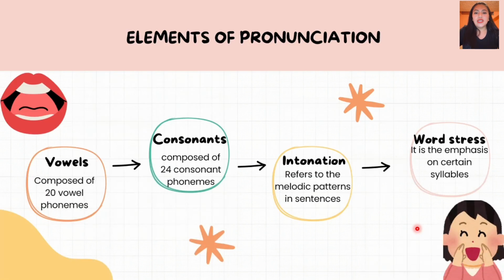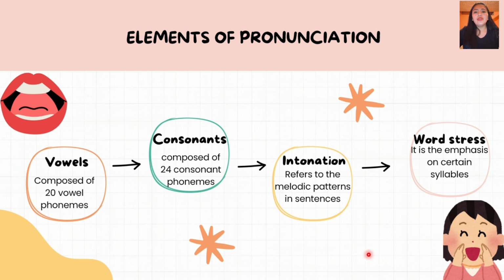Elements of pronunciation. To begin, it's important to identify the four main elements of pronunciation. First, vowels. English has 20 vowel phonemes, which can be long or short. Consonants. The language also includes 24 consonant phonemes, which vary according to the point and the mode of articulation.